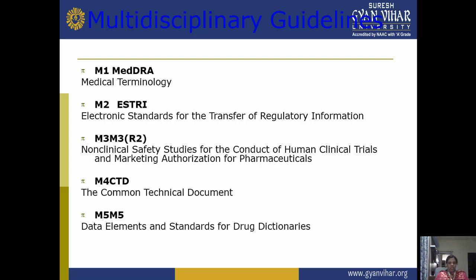Now M4 CTD, the common technical document: how technical documents are formed, what the contents of the common technical document are, all are mentioned in M4 CTD. Similarly, M5 is there. In this, the data elements and standards for drug dictionaries are given. So here you can see in the multidisciplinary topic there are five subsections, M1 to M5, and these are specific to different types of guidelines.